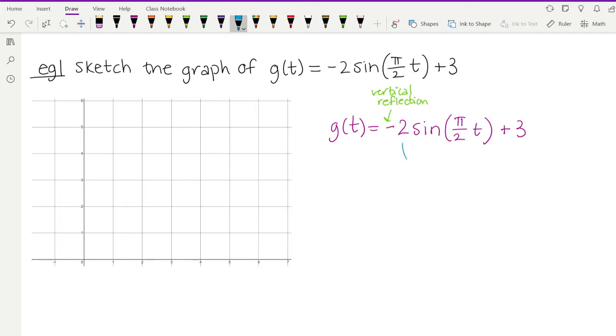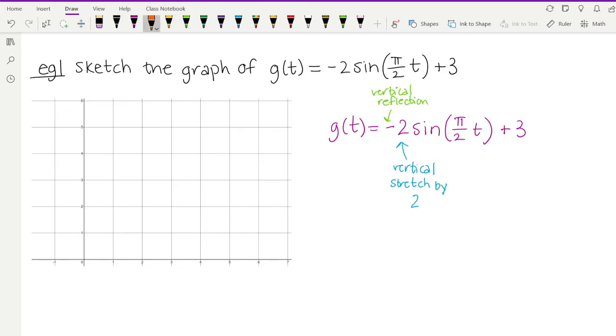Okay, what about this number 2? What is that doing? Well, that is on the outside of the function as well, so we know it's a vertical change. And so it's a vertical stretch. So remember, vertical stretches and compressions, those ones you don't have to take the reciprocal. It's just going to be a vertical stretch by 2.